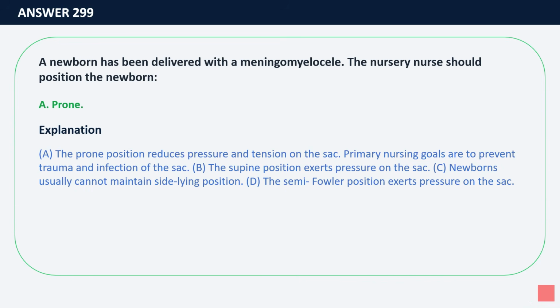Answer: A. Prone. Explanation: A. The prone position reduces pressure and tension on the sac. Primary nursing goals are to prevent trauma and infection of the sac. B. The supine position exerts pressure on the sac. C. Newborns usually cannot maintain side-lying position. D. The semi-Fowler position exerts pressure on the sac.